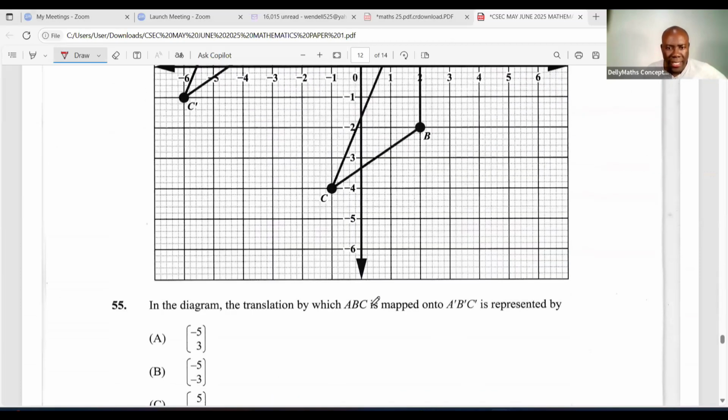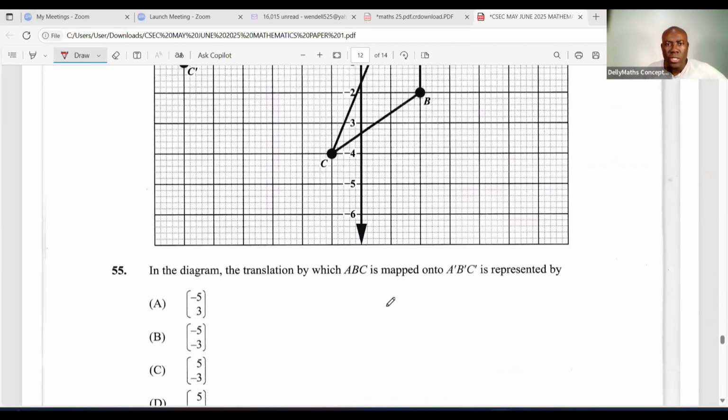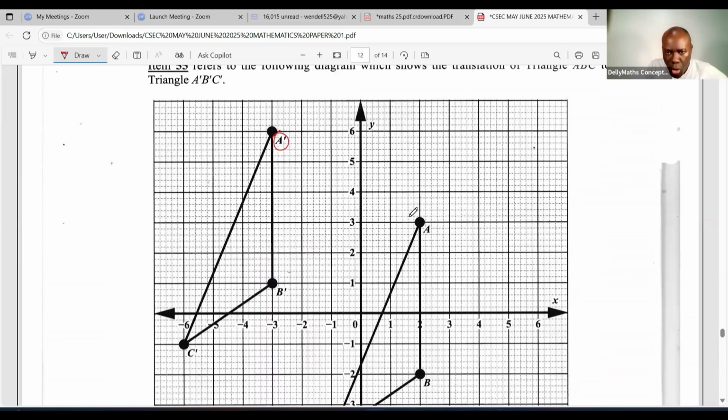All right, so you want to find the translation. You just focus on 2 pair of corresponding points. I'm going to focus on the A. This is image, this is object. So I'm going to go 1, 2, 3, 4, 5 to the left, and then 1, 2, 3 up. So it's a -5 with a +3 that would have moved A to A prime.